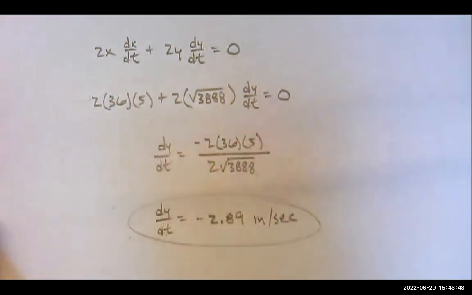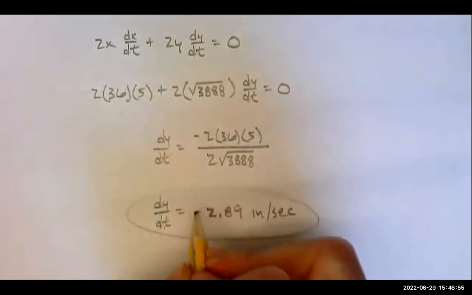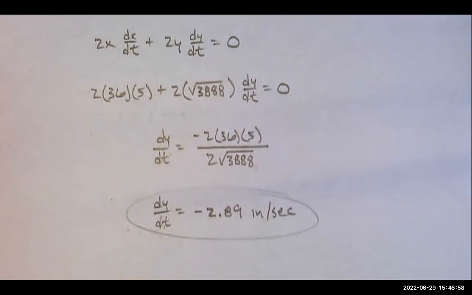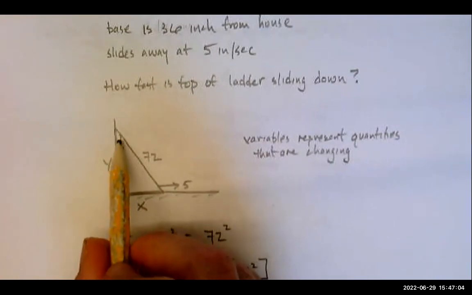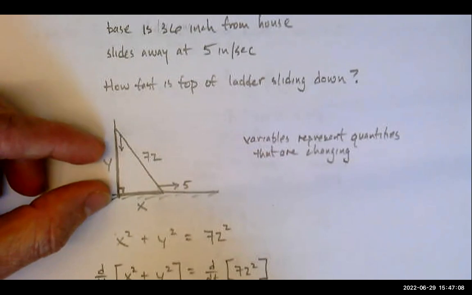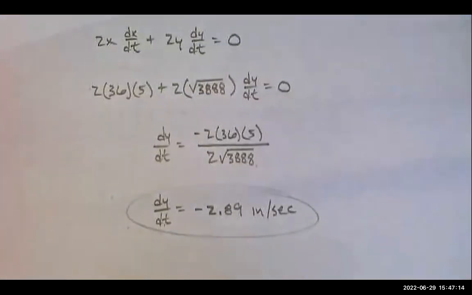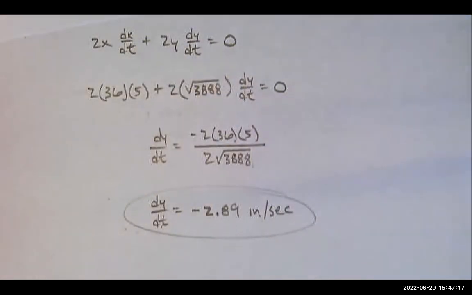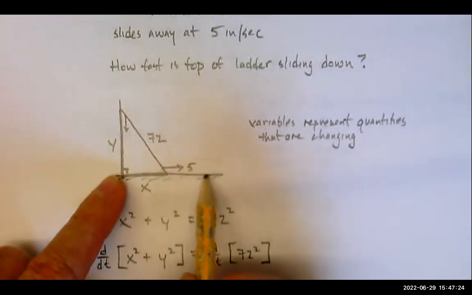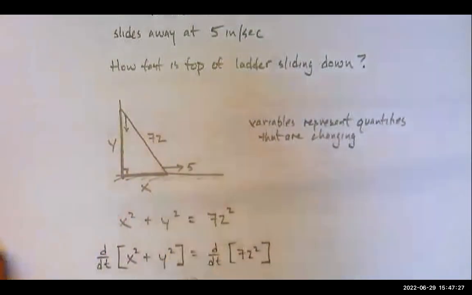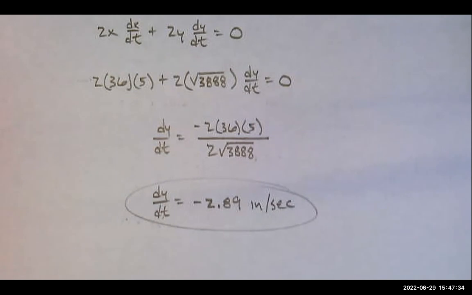There we go. Notice that our final answer is negative. Does that make sense that dy over dt would end up being negative? It does. If you think about that original drawing, since the top is sliding down, that value of y is shrinking. So we'd say the rate of change is negative because y is getting smaller. So it actually makes a lot of sense that it came out to be negative. The x value, on the other hand, is getting bigger. So dx over dt was positive 5. That makes sense too. Okay, very nice. Let's stop here. More examples in the next one.